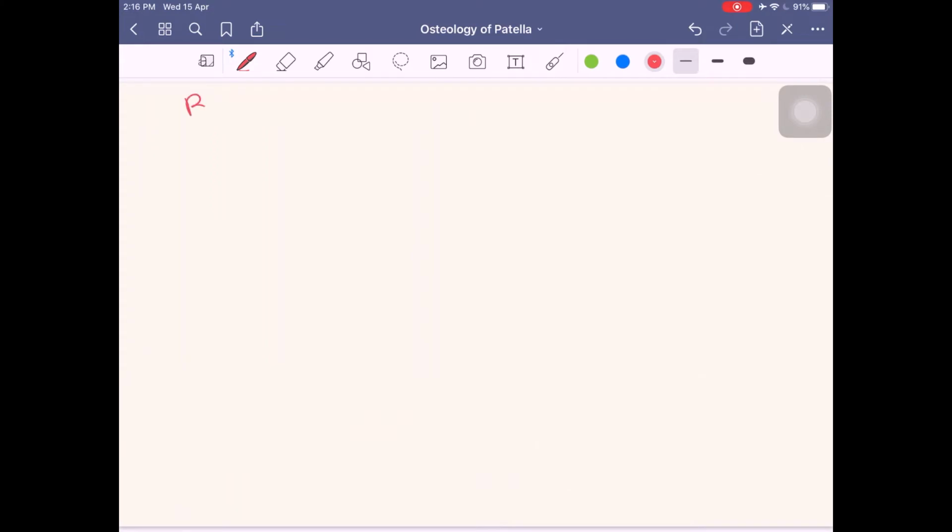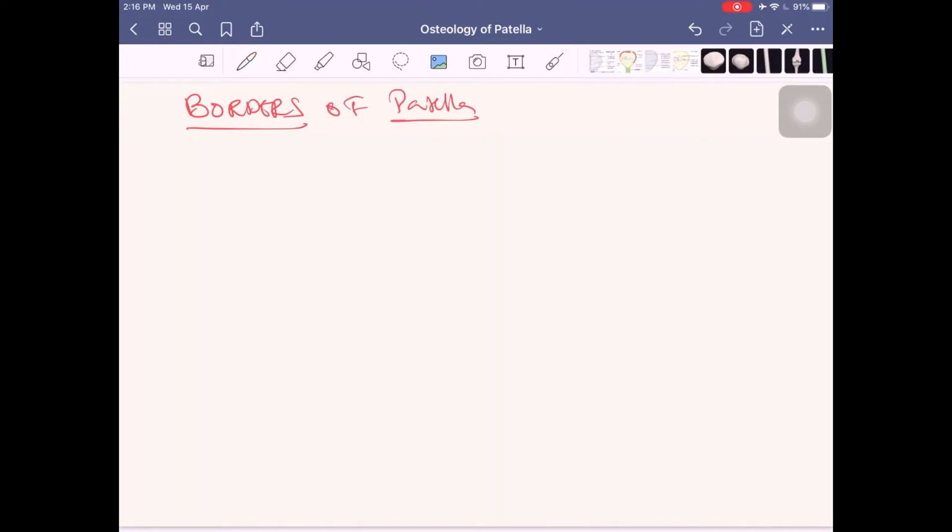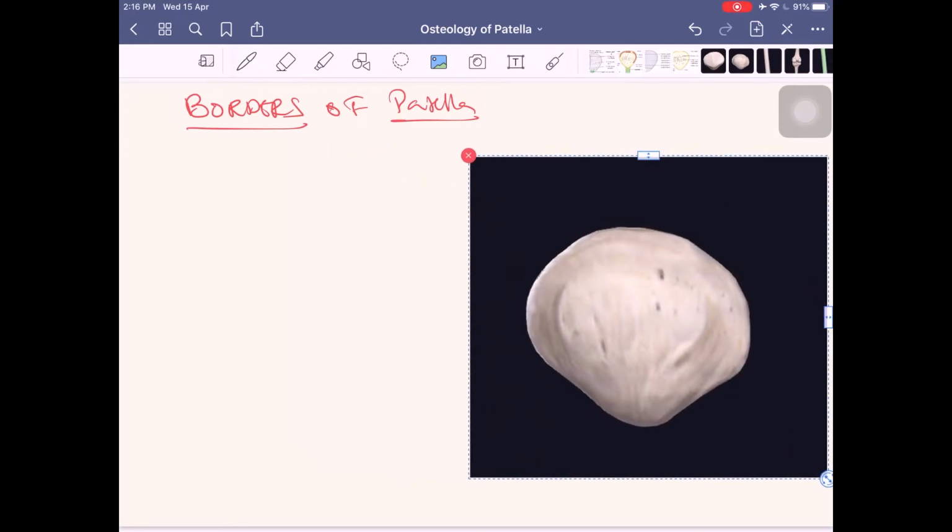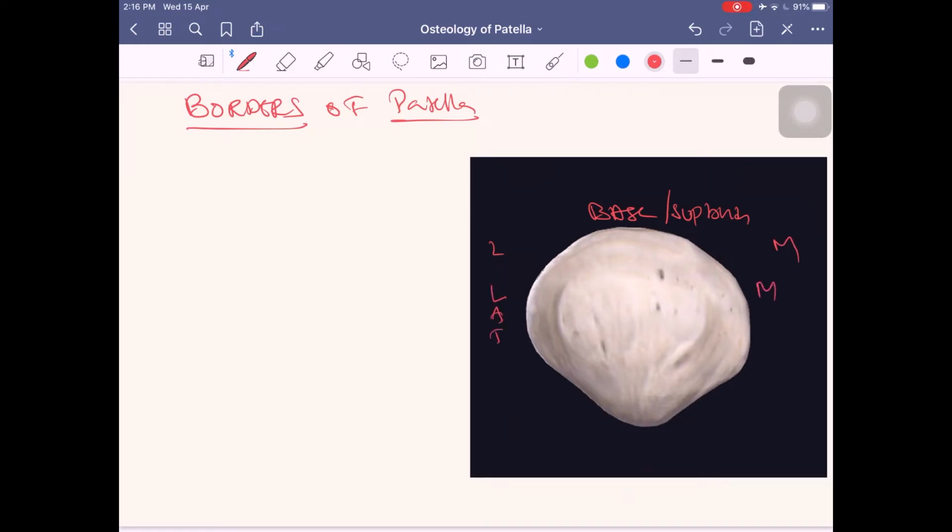Now let us go to the borders. We said there are three borders of the patella, including the base. This is what we call the base, or superior border. Here we are seeing lateral and medial. So this will be the lateral border, and this is the medial border.